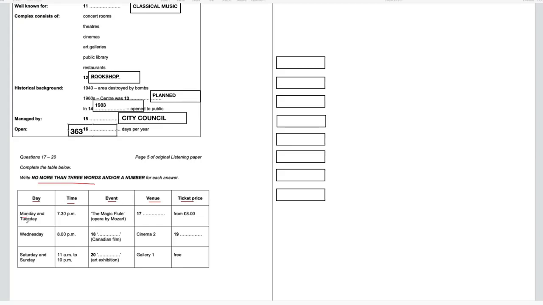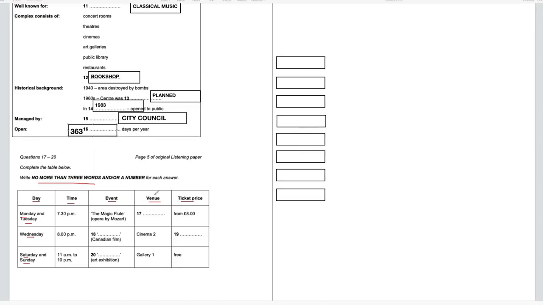Now, the days of the week will be helpful. We do not have to listen for any days of the week because they're already written for us. So when the speaker talks about Monday and Tuesday, we can immediately check this block here. When the speaker says Wednesday, we can check this block here. And when the speaker says Saturday and Sunday, we know that we are in this row here.